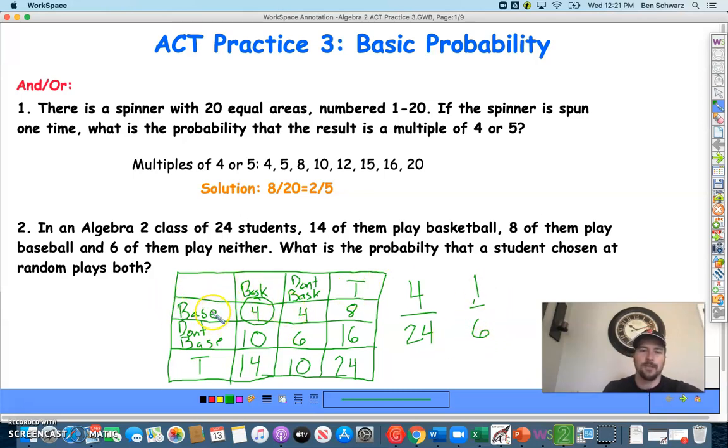So make a chart with your variables and your totals, then start with what you know and fill in the rest to figure out this number, and then you put it over the total.